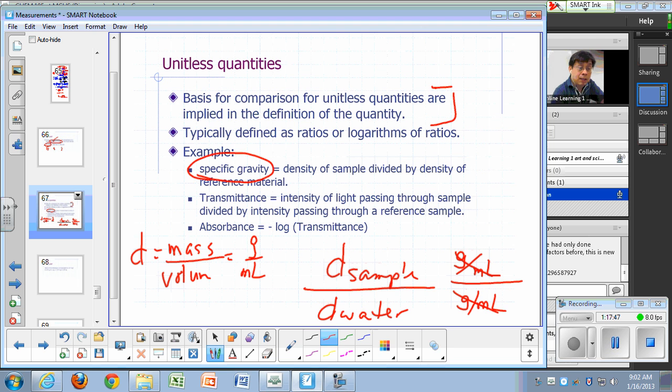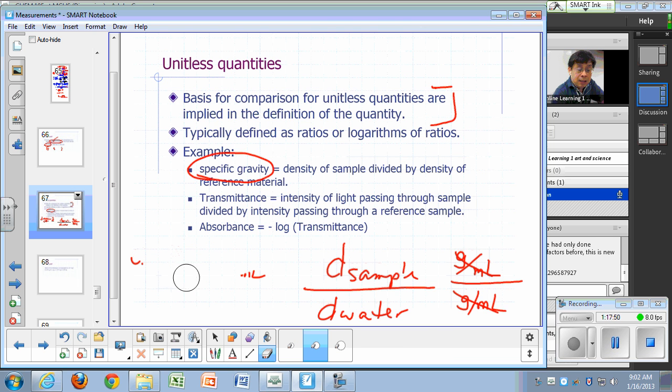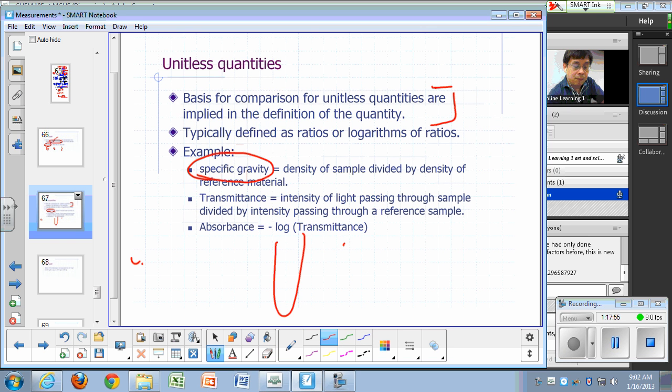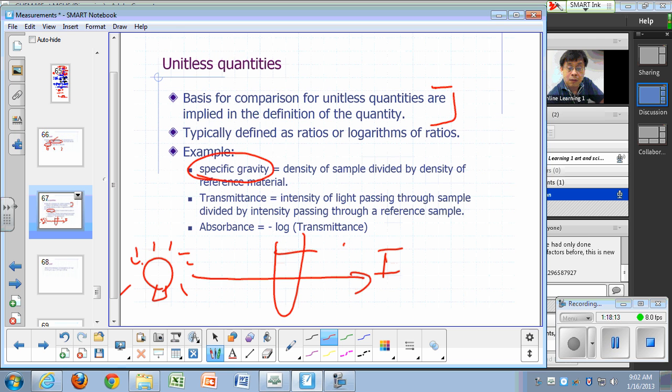Transmittance is another quantity we encounter in chemistry that's unitless. It's the ratio of the intensity of light that's passing through a sample. So if you have a liquid sample and you pass light through it, you measure the intensity that passes through it, and divide that by the intensity that passes through a reference sample. So I over I reference, that's called your transmittance. Whatever the unit for intensity is, that's the unit in the numerator and the denominator, and those units cancel out. So transmittance is also a unitless quantity.